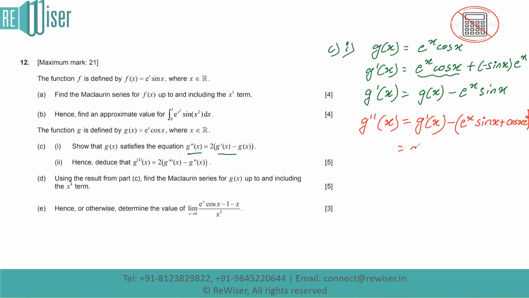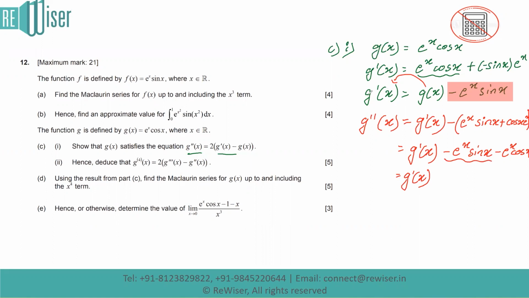Now, if I simplify this, it's going to be g dash of x minus e power x into sine x, and minus e power x into cos x. If you observe it very clearly, this minus e power x into sine x can also be replaced, when g of x goes to the other side, with g dash of x minus g of x.